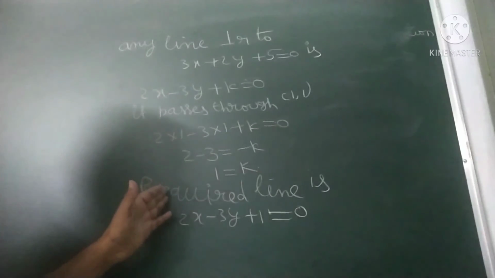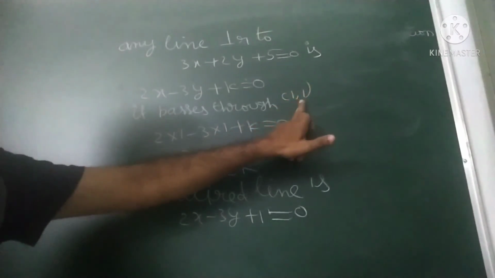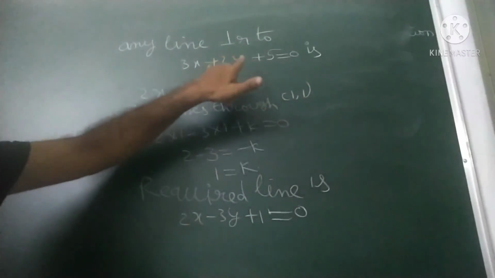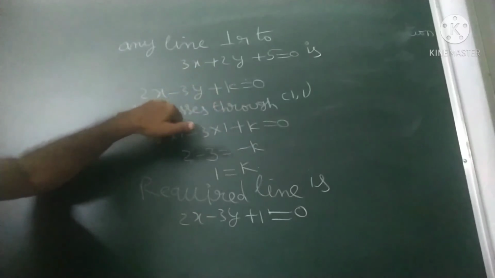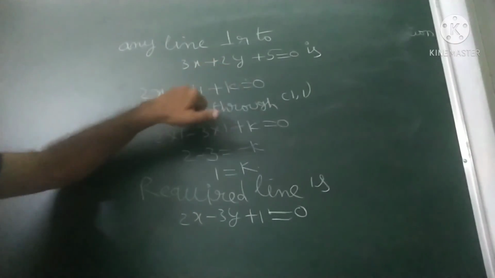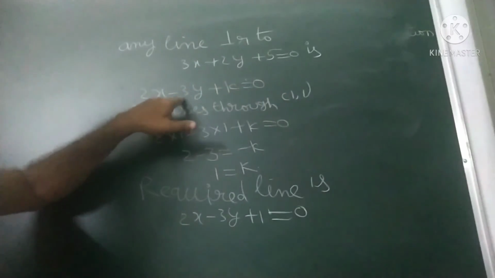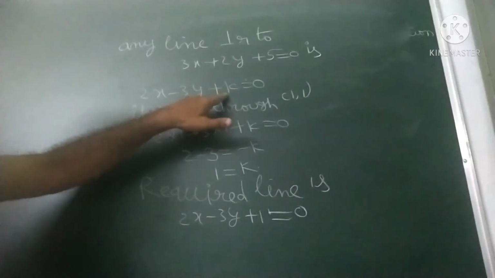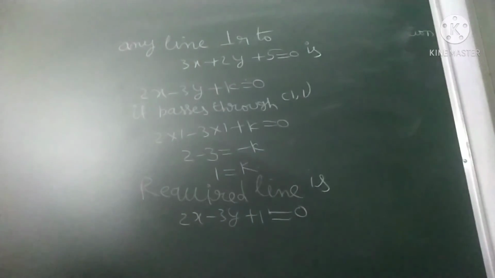So what we did here, we solved the given two equations, then we got the point of intersection 1 and 1. Any line perpendicular means these two coefficients interchange, that's why 2x, 3y, with the plus symbol changing to minus, plus constant term k. Write 1 and 1 here, you get the k value, again substitute and you get the required equation. In this way we have to solve the given problem properly.